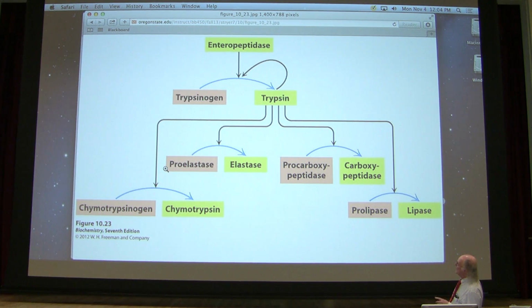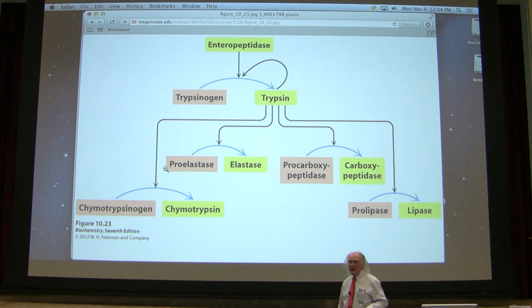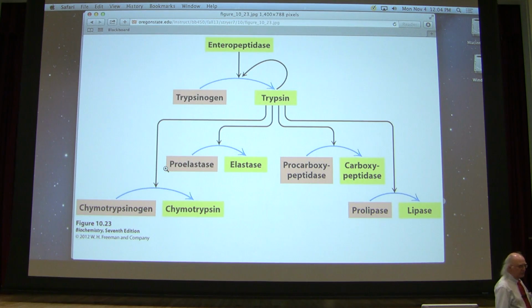We see that trypsin itself is made in an inactive form as trypsinogen. But we also see over here, here's proelastase. What's that business? Well, in the old nomenclature, pro was the name that they put in front of the inactive form of enzymes. So you actually see both of these, the ogen on the end or the pro at the very beginning. Okay? So generally, those are the naming rules.